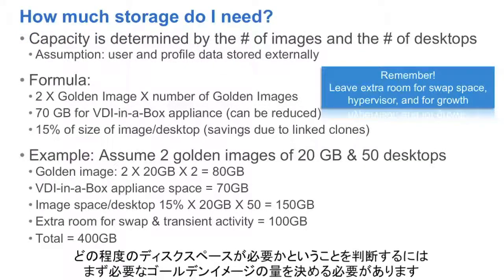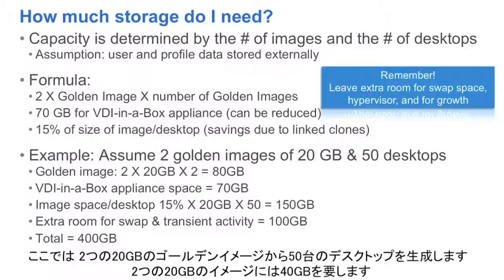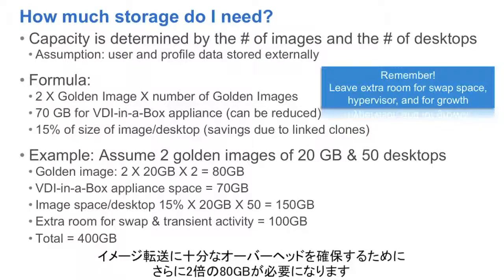To determine how much disk space you will need for your deployment, first you will need to determine how many golden images you will need. In our example, we wish to generate 50 desktops from 2 20 GB golden images. 2 20 gig images take up 40 gigs, which we then multiply by 2 to ensure we have enough overhead for image transfers. This brings us up to 80 gigs.